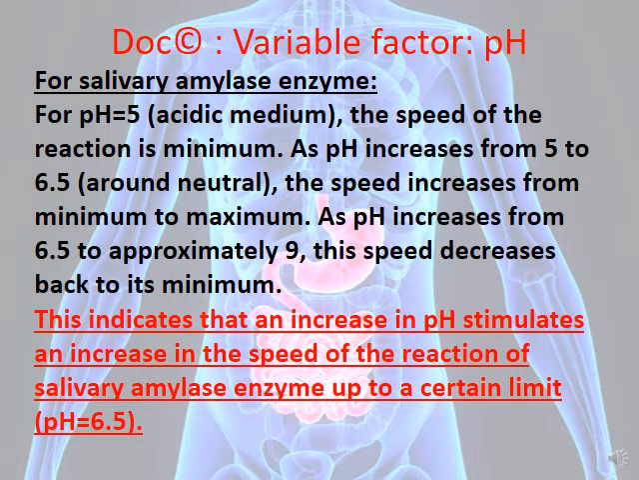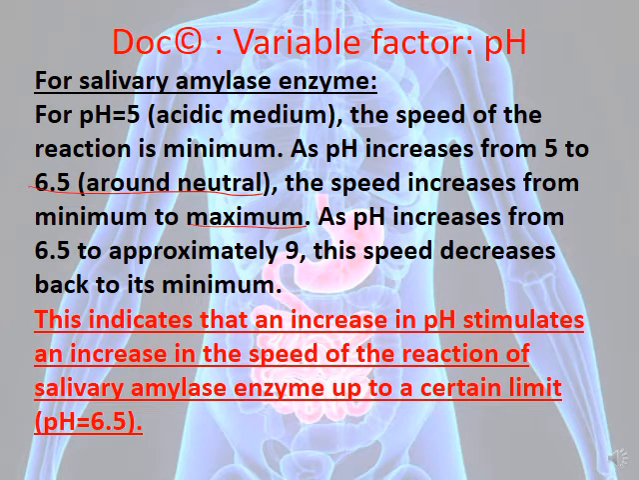For salivary amylase enzyme, salivary amylase is found inside the saliva, inside the mouth. The medium is neutral, so it's approximately 7. So for pH equal 5, which is acidic, why is it acidic? Because it is less than 7. The speed of the reaction is minimal. As the pH increases from 5 to 6.5, we record 6.5 as a neutral one, around 7. So the speed increases from minimum to reach its maximum.